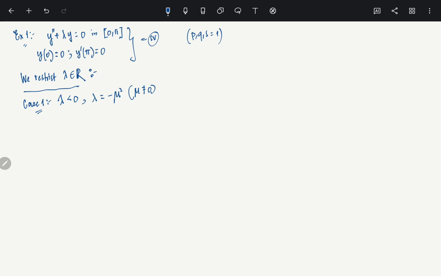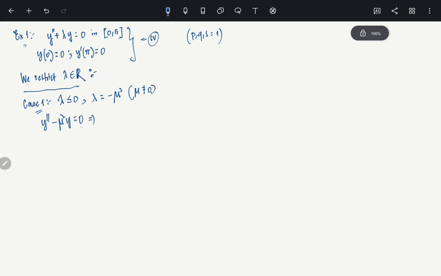Or maybe I can do it for less than or equal to 0 together. So if lambda is 0, mu is also 0. Okay, lambda less than or equal to 0 together, let's do that. Generally speaking, we'll do it in 3 cases: lambda negative, lambda equals 0, and lambda positive. For now, for this first problem, let's just do it together. If this happens, then what is the problem now? We have y double prime minus mu square y equals 0.